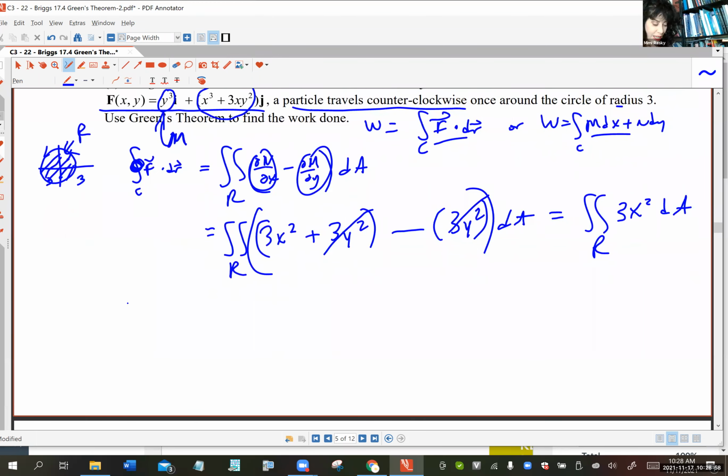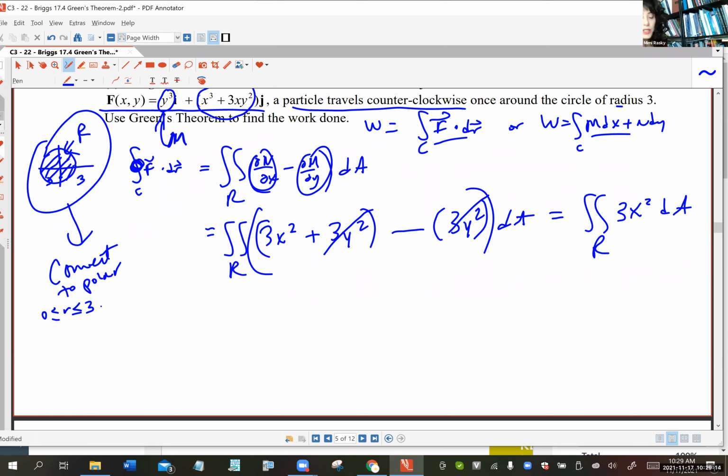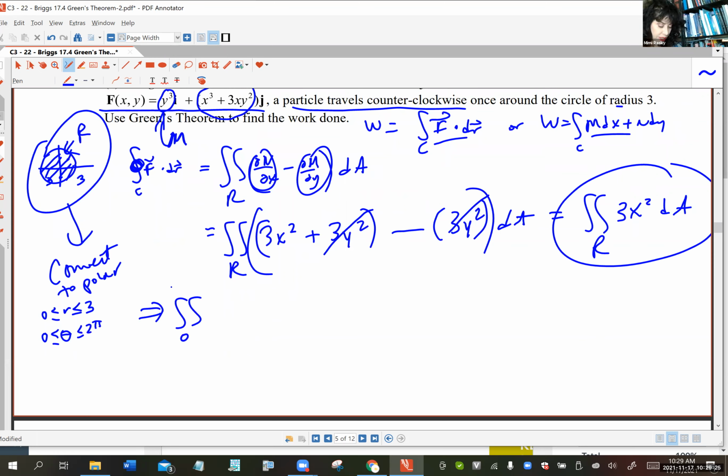And why is it a good idea to convert to polar? Because look, our region is a circle. So it just makes sense. It's a perfect candidate. The region is a circle or a portion of a circle. Boom, convert to polar. So r is going to have the range of 0 to 3. And since it's the entire circle, theta will be going from 0 to 2 pi. So when we take this double integral, it becomes this iterated double integral.